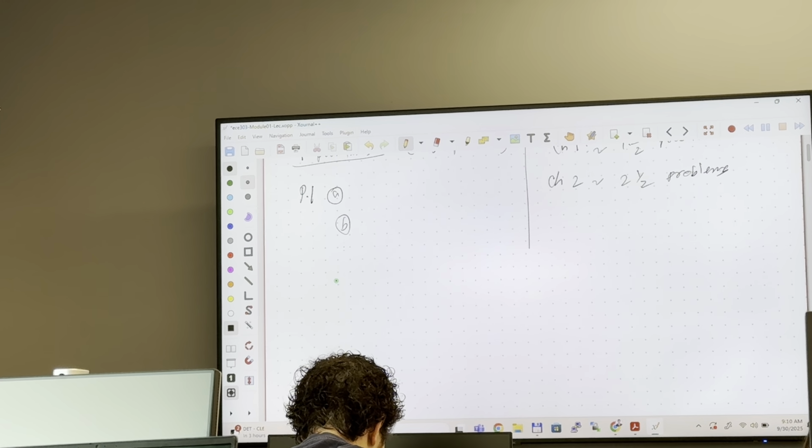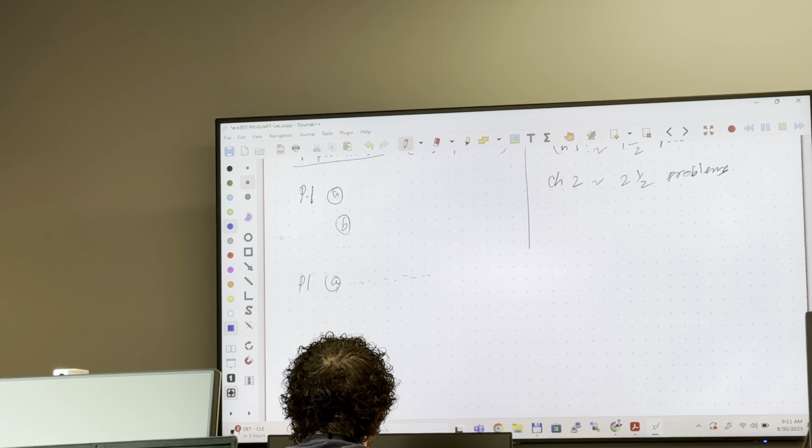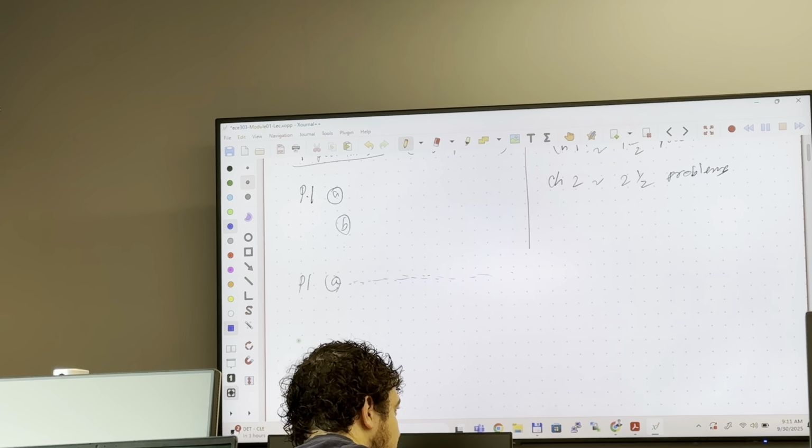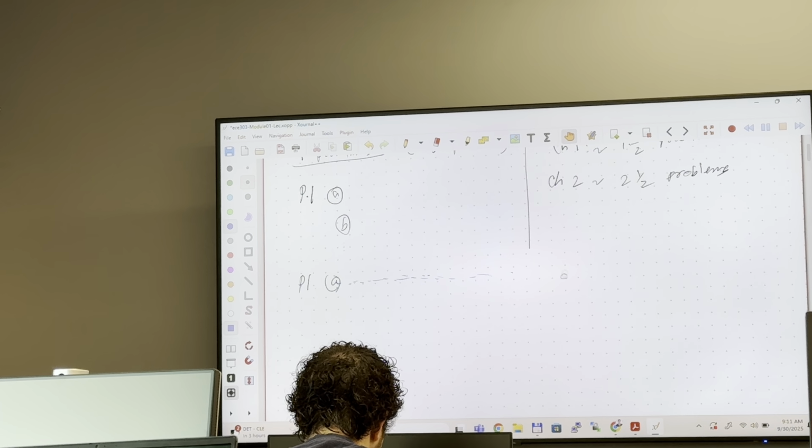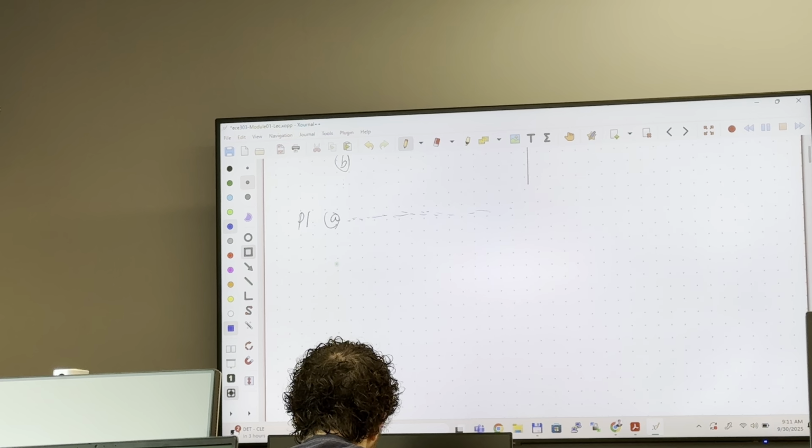Each problem, for example, problem P1, and then you'll see A, and then you'll write. There will be a problem, and then you will see some empty space.